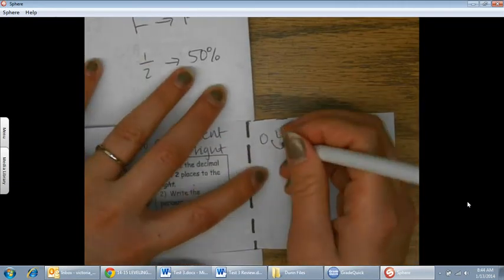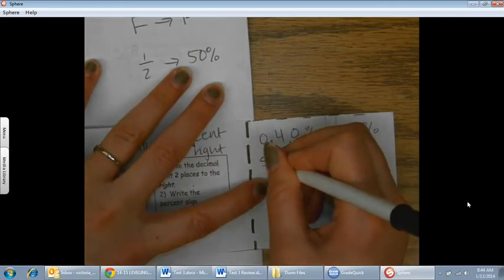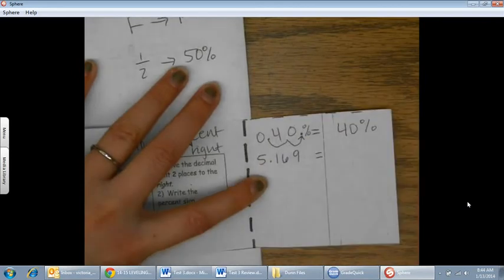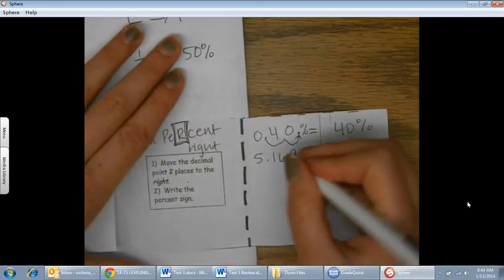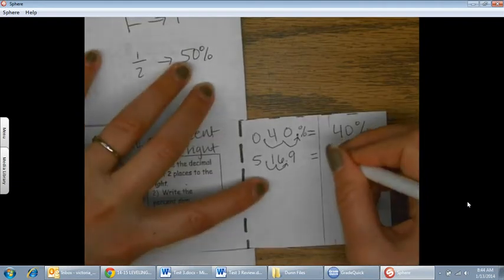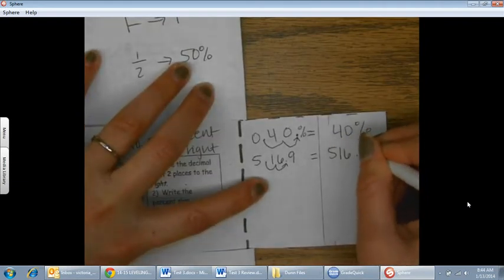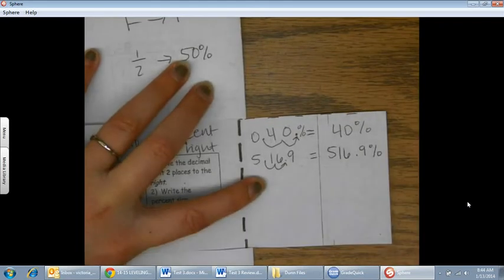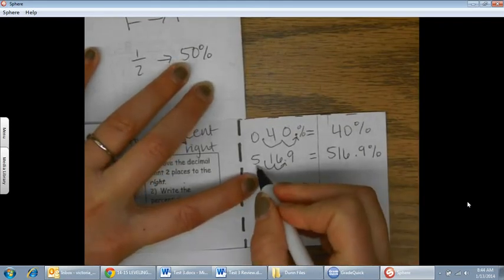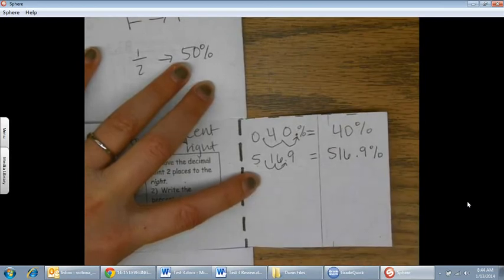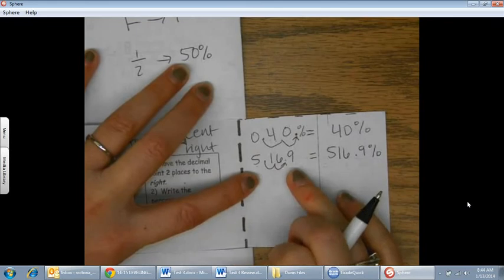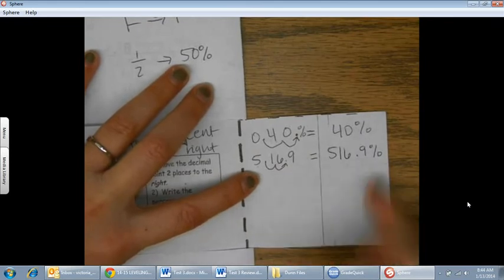The next one I'm going to do is 5.169. And again, I move it 2 places to the right, so that's going to go 1, 2, and that's going to give me 516.9%. Which makes sense because we started off with 5 holes, and you know that 1 hole is 100%, so 5 holes with some change has to be 500% and some change.